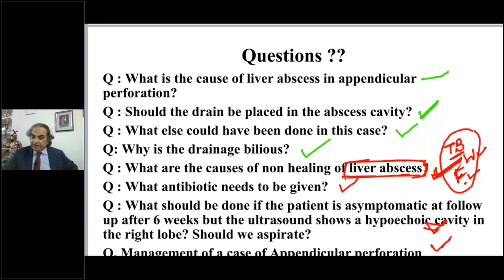What would you like to give? We have covered it partly. So metronidazole I'd like to add for the appendicular perforation. And E. coli, as you said, will be there. So I can go for ofloxacin or piperacillin tazobactam. I think that's perfectly all right. Now, we would give metrogyl anyway to a patient who's got a liver abscess. You know that. So whether it's an appendicular abscess or not, we'll still be giving it.